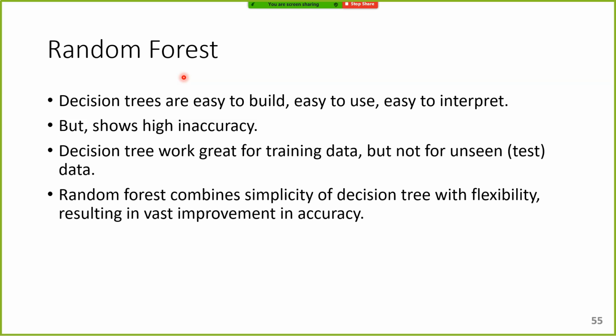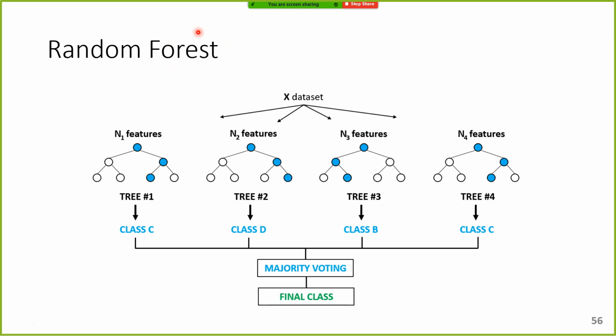The next algorithm I would discuss is random forest. Decision trees are easy to build, easy to use, easy to interpret, but they show high inaccuracy. Decision trees work great for training data, but not for unseen or test data. Random forest combines the simplicity of decision trees with flexibility, resulting in a vast improvement in accuracy. As the term suggests, it is a forest, a collection of a lot of trees.